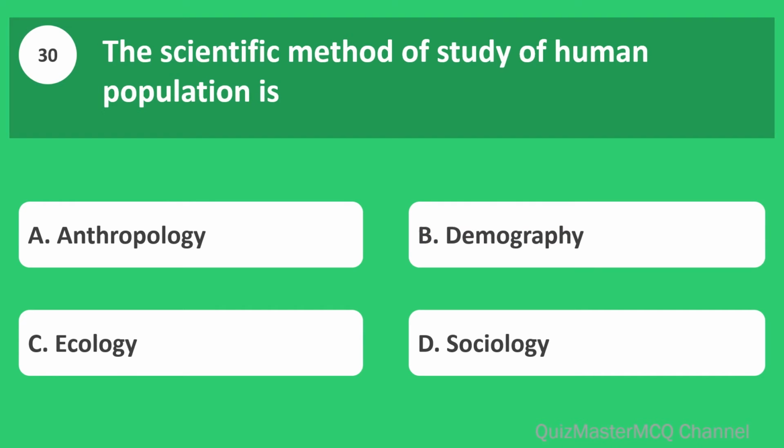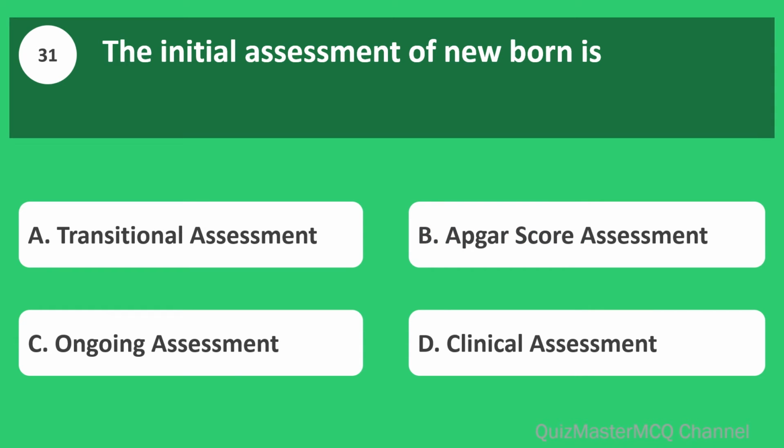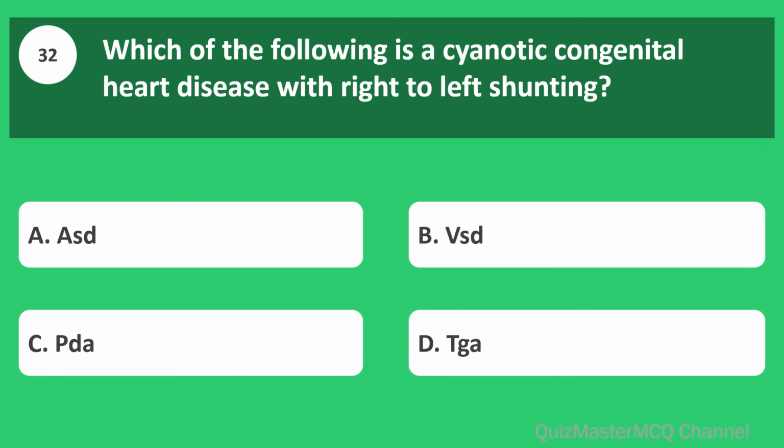The scientific method of study of human population is demography. The initial assessment of newborn is Apgar score assessment. Which of the following is a cyanotic congenital heart disease with right to left shunting? TGA.